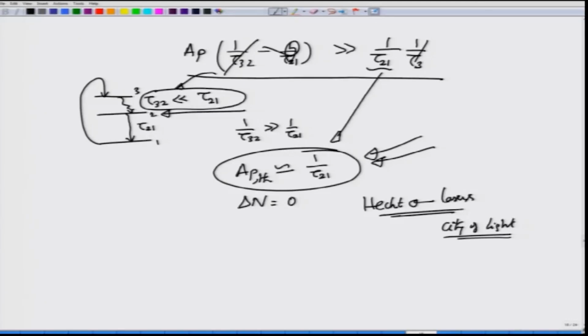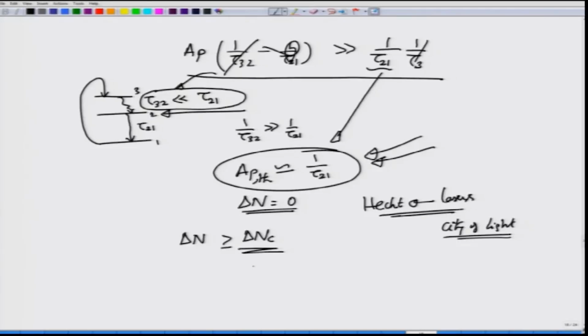But it turns out that the value of delta n just being equal to 0 is not really the minimum required value. What you want is delta n to be greater than a certain critical value. We will not derive what that critical value is here, that derivation is a little too long, but you need to see that just because you make delta n equal to 0 does not really give you a laser right away. You have to make this greater than or equal to a certain critical value.